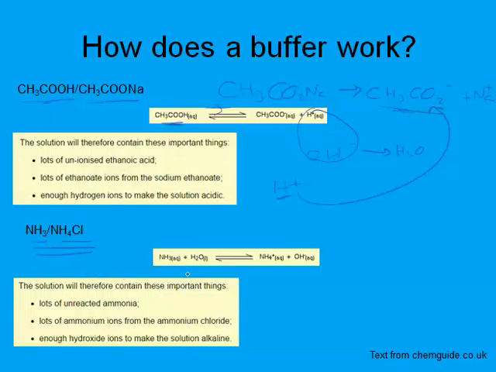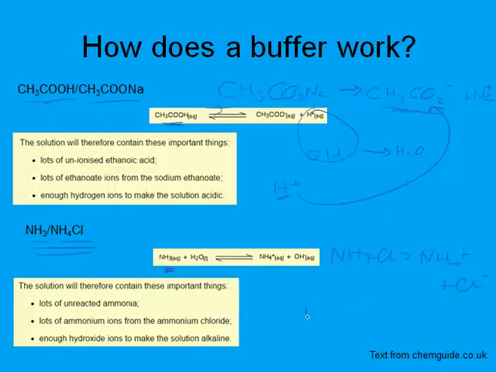And what I have here then is lots of ammonia, because it's a weak base, it's not going to do much by way of dissociation. But then my salt, as soon as that goes in the water, I get lots of NH4+ and chloride ions.